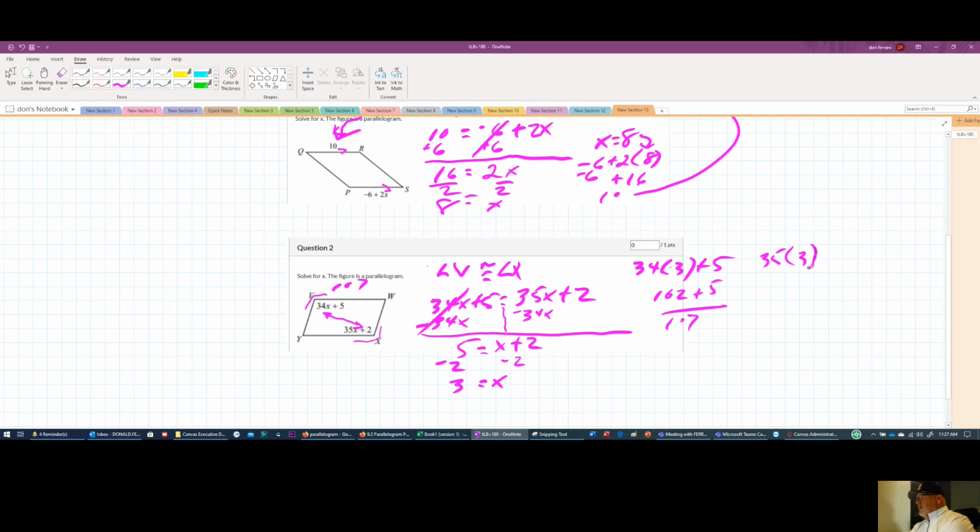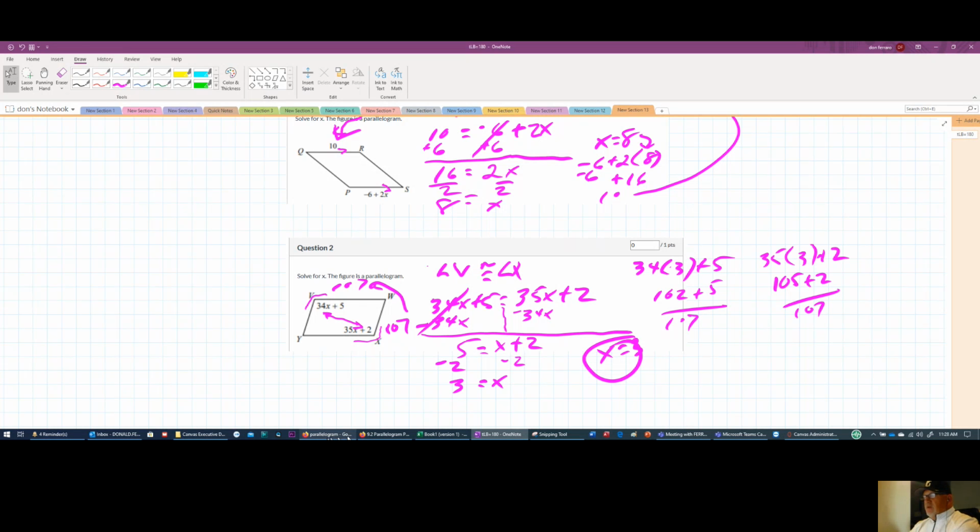So now I'm working on the second equation. 35 times 3 plus 2. Okay. So 3 times 30 is 90 plus 3 times 15, that's 105. Okay, 105 plus 2 is 107. And now we know that angle X is also 107. So they match. And so the value is X equals 3.